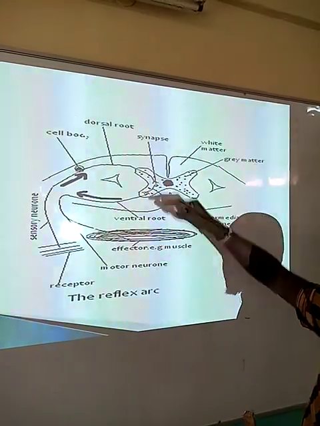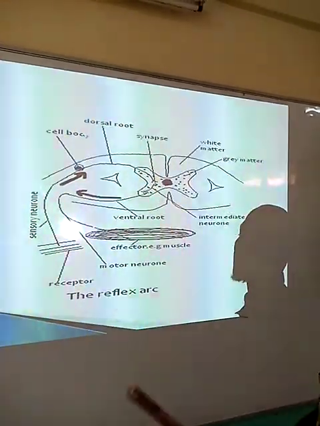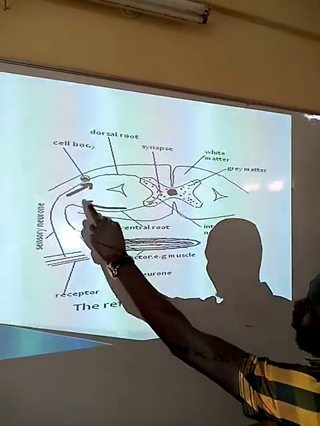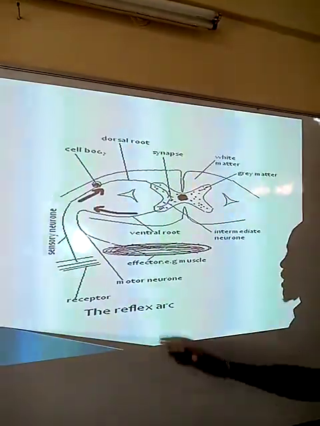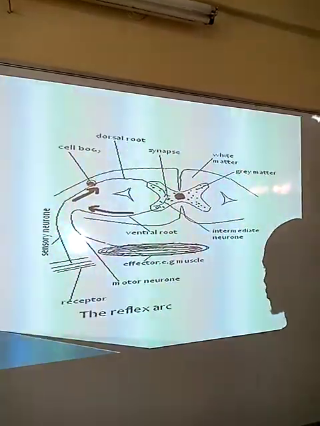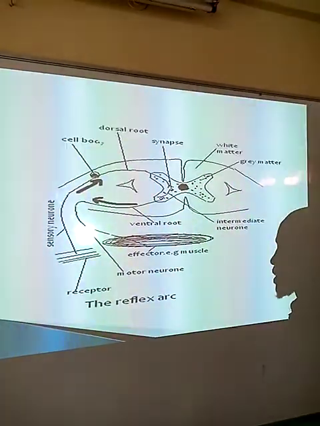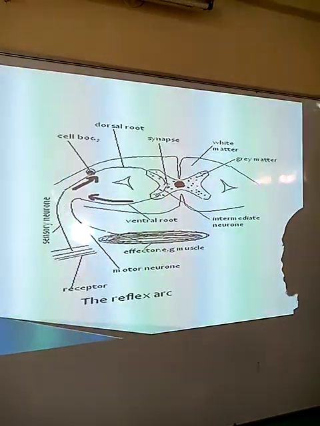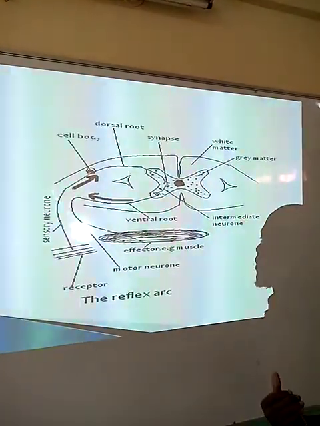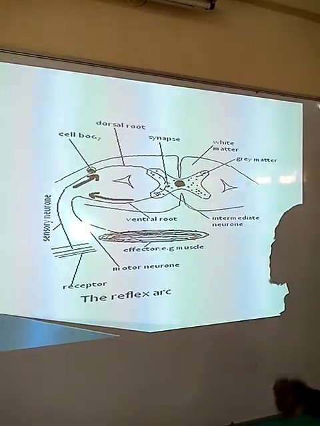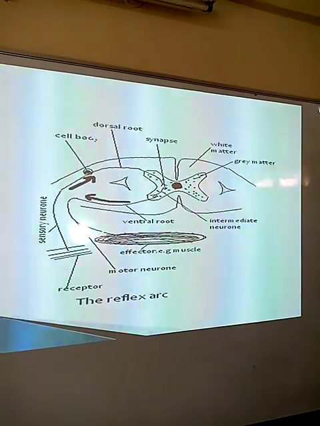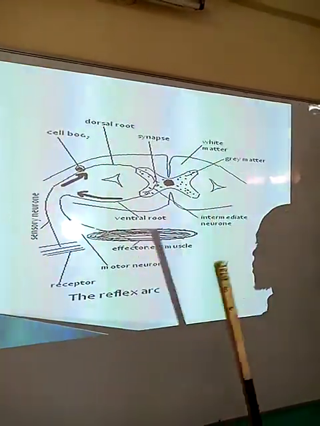So the impulse is passed on to the intermediate or relay neuron, which then passes it to the motor neuron. The motor neuron is connected to the ventral root. You can see it will follow the ventral root to the effector organs. Effector organs could be muscles. Let's say, for example, if you are looking at the withdrawal of the finger or the arm, then the muscles here are going to be two: the biceps muscles and the triceps muscles.